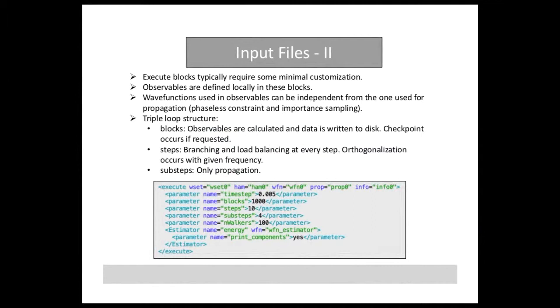And inside substeps, for every step you're going to do, in this case, four substeps, you only propagate. So substeps are for the correlation, steps are for network, and blocks are for essentially very slow things and disk I/O. So by having control over this, you can mitigate a lot of the overheads in the calculation.